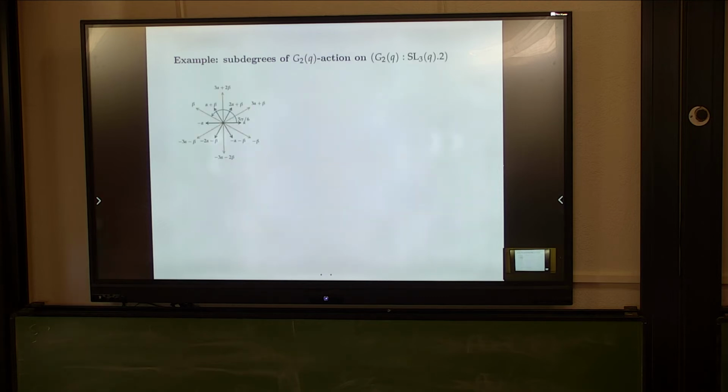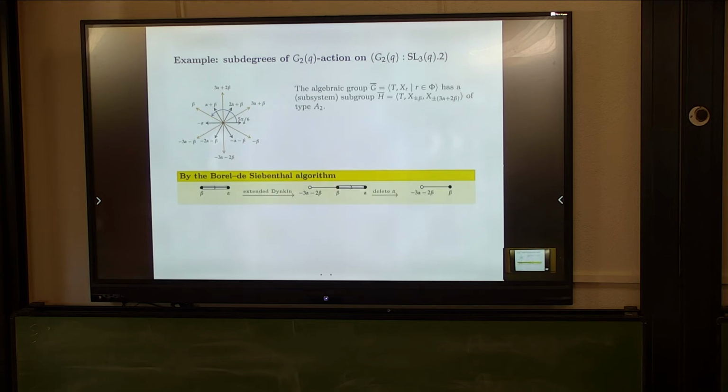So how exactly is it done? If you again need a little reminder of what G2 is, here's the root diagram. You have 6 long roots and 6 short roots. They're generated by alpha and beta. Alpha is the short one; here I used alpha being the short one and beta being the long one. And you have this algorithm called Borel-de Siebenthal's algorithm, which basically tells you how to find maximal subgroups. Well, subsystems, subgroups, but they help you to find maximal subgroups.